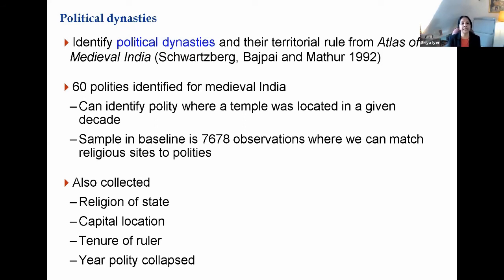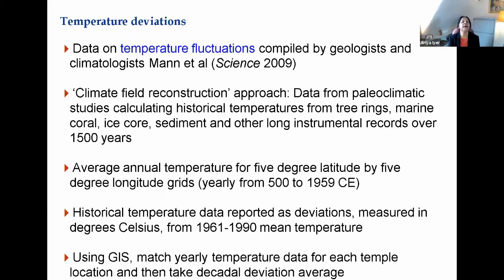We've also collected data on the religion of the state, the capital location, the tenure of the ruler, and the year in which the polity collapsed. Because our main thesis is about looking at weather shocks and temple desecrations, we collect data on temperature fluctuations, which has been compiled by geologists and climatologists.